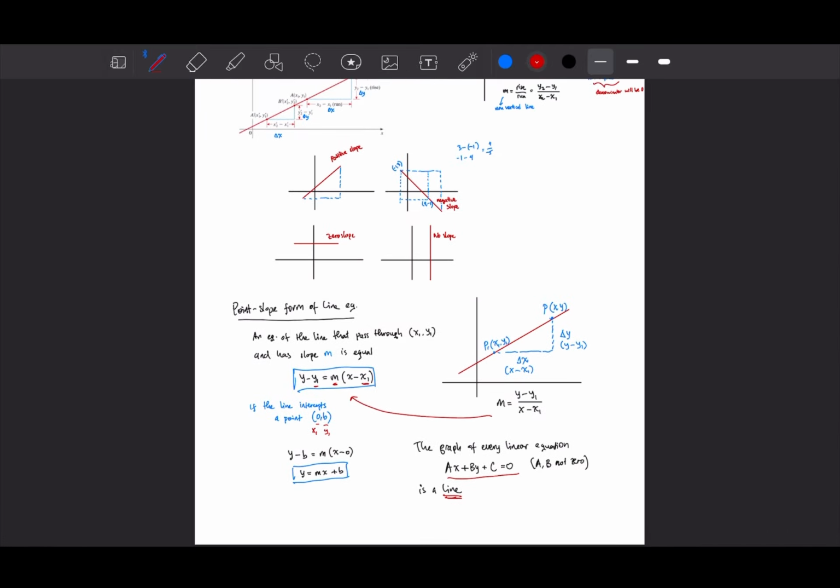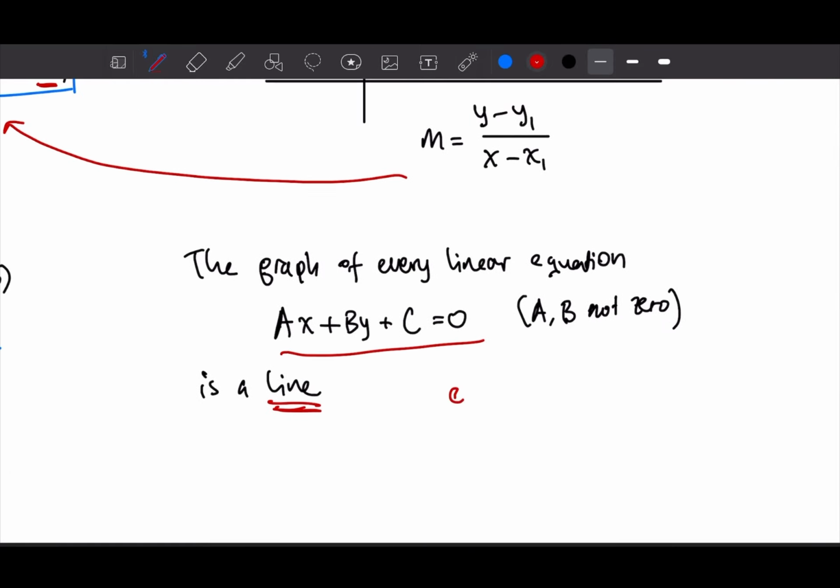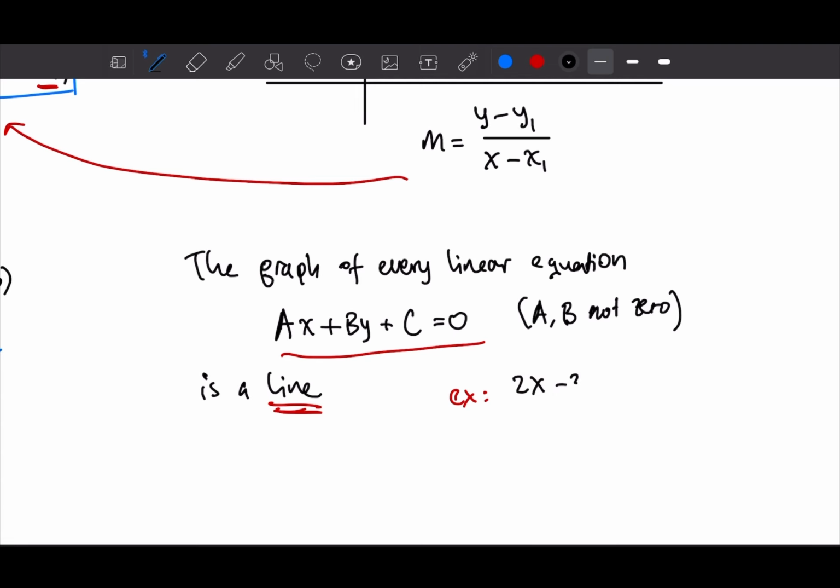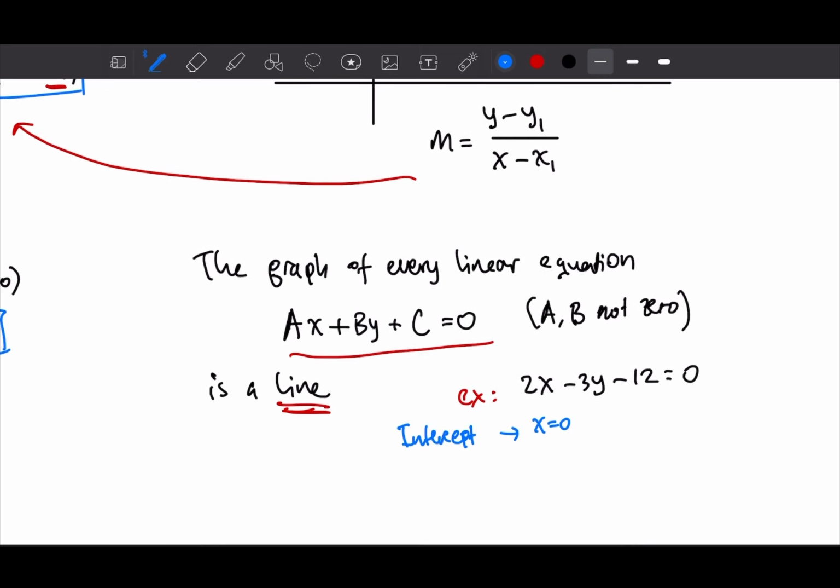Now, let me just make some example. If you are given 2x minus 3y minus 12 equals 0, and you want to make a line out of this linear equation, how do we make our line? First, we can take the intercepts. How? We can make x equals 0 or y equals 0, and we find the intercepts. So when x equals 0, this will be 3y equals negative 12, or y is negative 4. So this is the y-intercept. And when y equals 0, then 2x will be equal to 12, or x is equal to 6, and this is the x-intercept.